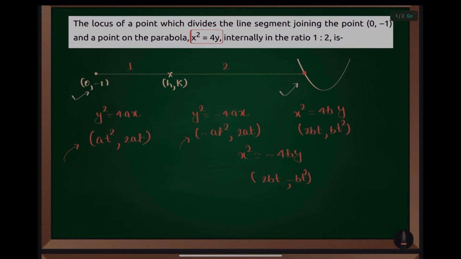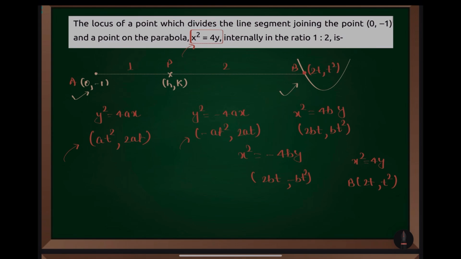Okay. So suppose you have to take a point on this parabola. Correct. So it is x square equals 4y. So can I imagine point B to be 2t comma t square? Tell me, is this okay or not? Okay, so I am taking point 2t comma t square. I'll assume this thing as A, this thing as B, this thing as P.